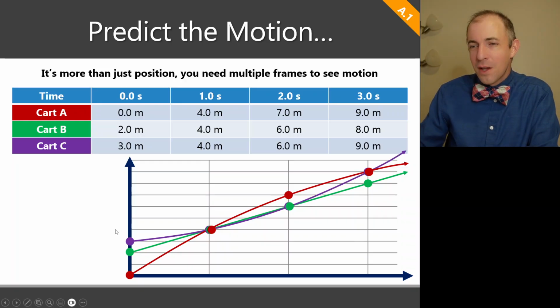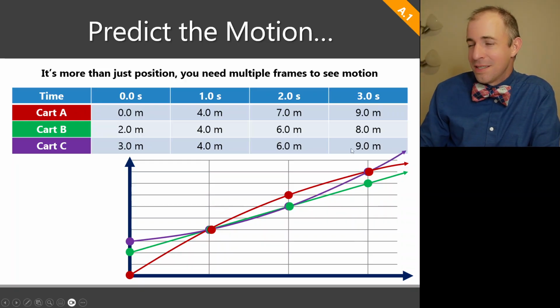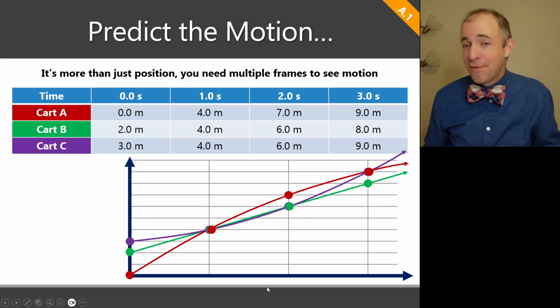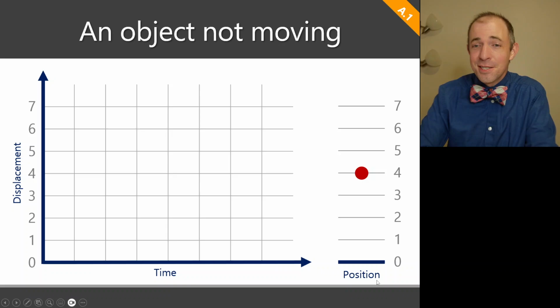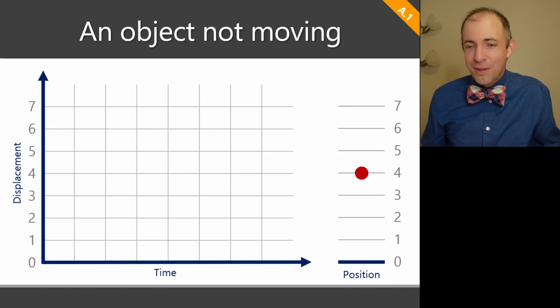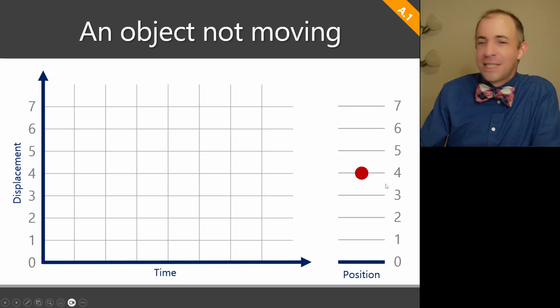And cart C started off kind of slow, but then picked up speed as it went. So each of these carts had a very different journey, and that graph really shows that journey. So let's look and define some of those different types of motion and what that looks like in a displacement graph. Let's start with an object not moving.